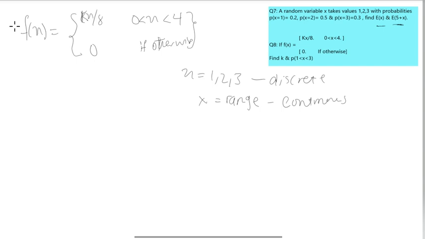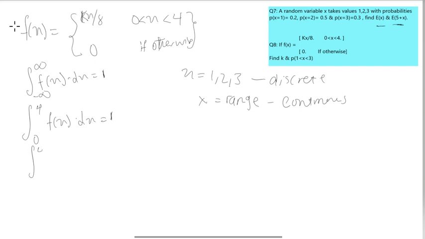So now to get k from a continuous distribution, we know that the integral of f of x from negative infinity to infinity is equal to 1. When you integrate the function from negative infinity to infinity, it's going to be equal to 1. But the range of this value is not from negative infinity to infinity, it's from 0 to 4. So if we integrate our function from 0 to 4, we are going to get 1. This is going to help us in finding k.